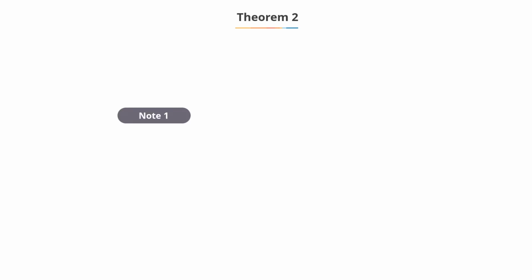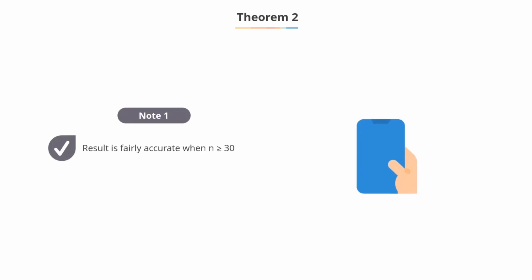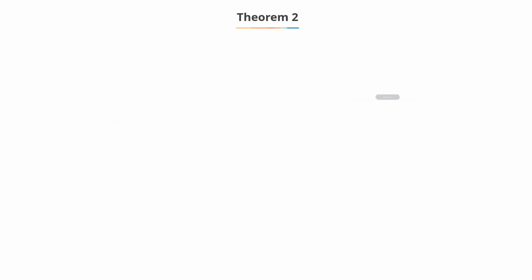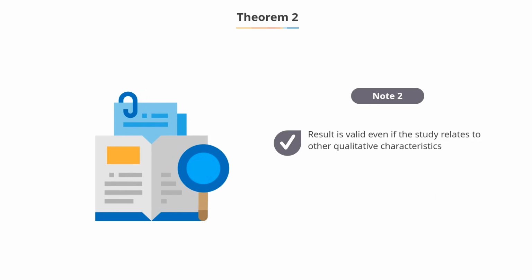Note, as seen earlier, the above result is fairly accurate when the sample size exceeds or equals 30. The result is valid even if the study relates to other qualitative characteristics such as ripe and unripe mangoes.